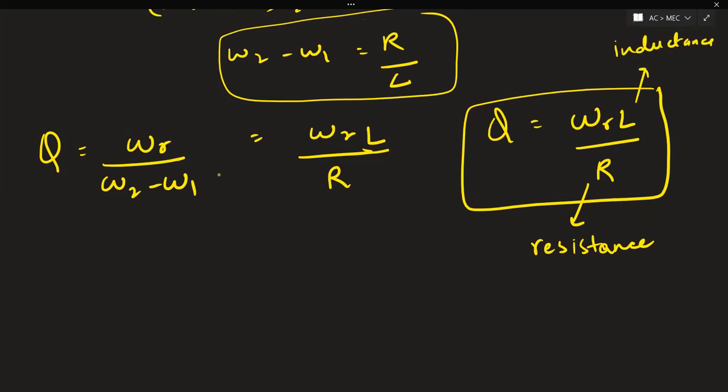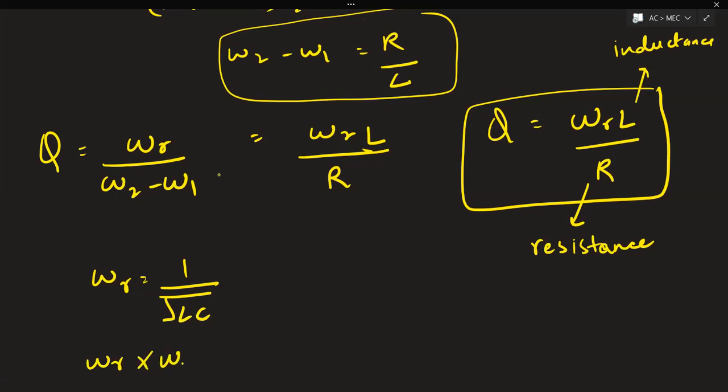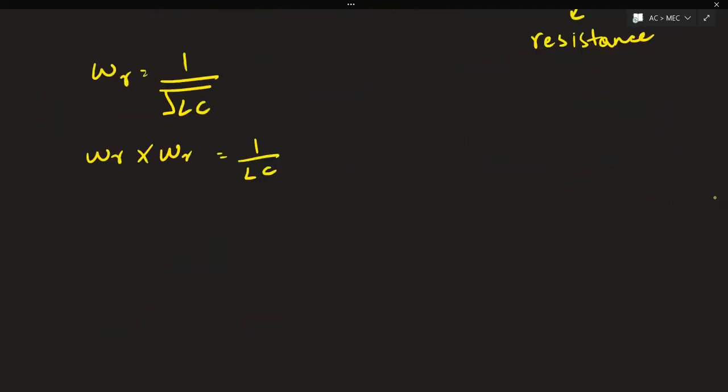Now, one more thing we can do. See, omega R is 1 by under root LC. Square both the terms. If you square this term, you will be getting 1 by LC only. Just keep 1 omega here and transport L over here. So it becomes omega R into L is equal to 1 by omega R into C. I can write it in this way: L can be shifted here, omega R can be kept here. Why have I written this? Because omega R square can be written as omega R into omega R. That's why I've written this step.